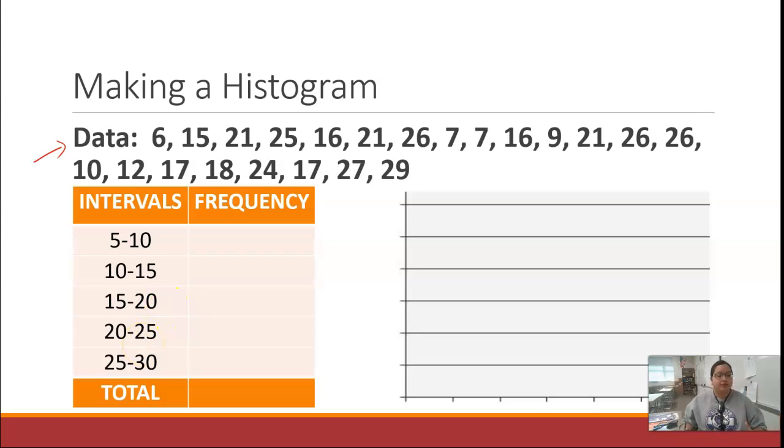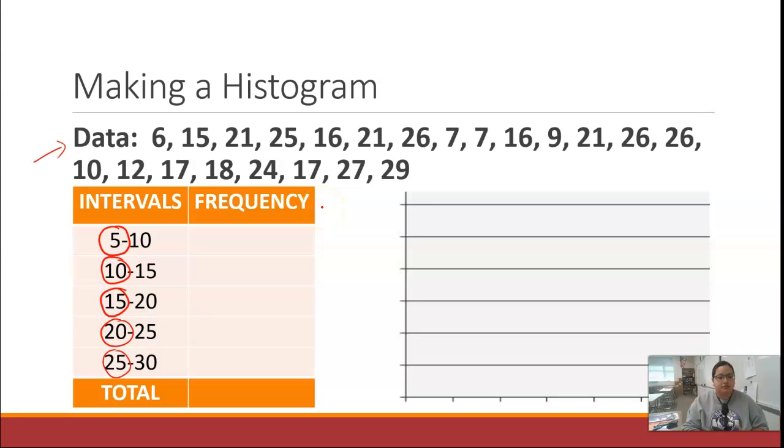Now, one thing that you need to be aware of is where do you put a number like 10? So I want you to go through and circle all of the numbers on the left: 5, 10, 15, 20, 25. Numbers that fall on the line, like 10 or 15 or 20, always go in the one that you circled, the one that's on the left.